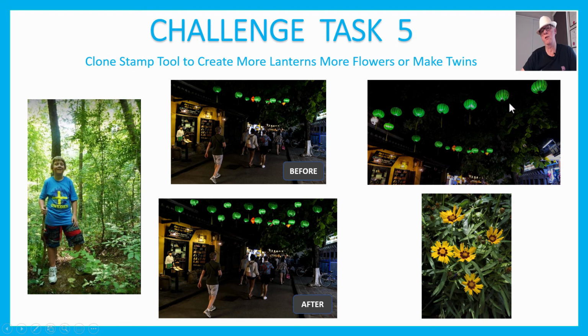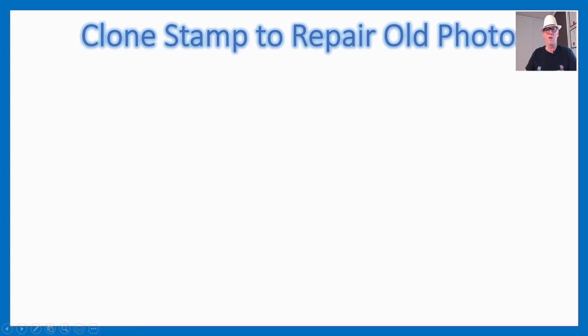So if that's your thing, you could try it on this one. Just twin up a few of these to fill in the gap of another string of lanterns running across. Or if you like more flowers in the picture, trace around this one and twin it up a few times to fill that up with a few more flowers in the picture. So that'll let you practice twinning if that's your thing and that's what you want to do.